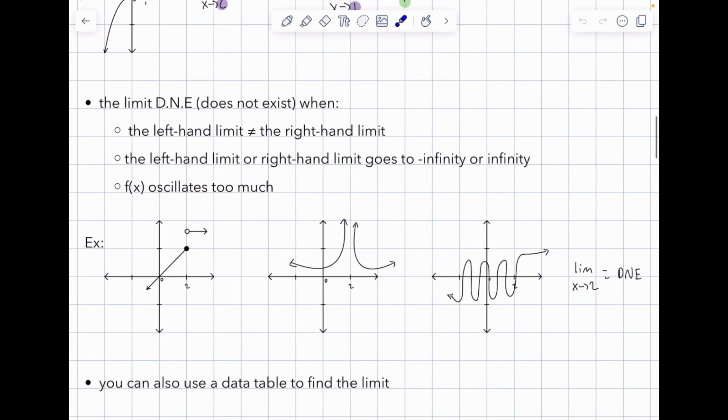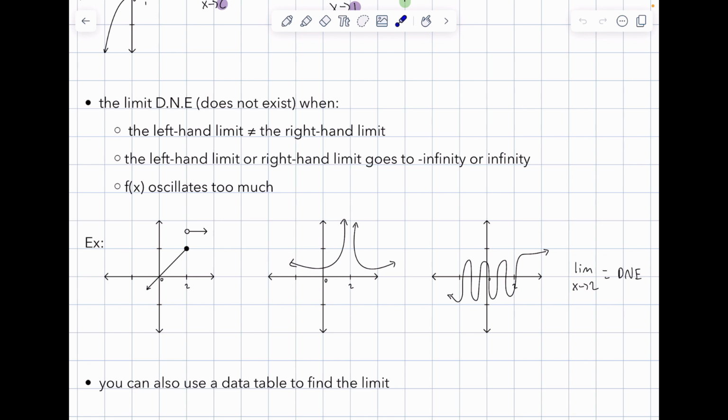And so there are examples of when the limit does not exist, and this is when the left-hand limit does not equal the right-hand limit. So as you can see here, the left-hand limit goes to this y value here. But the right-hand limit approaches a point up here. And since those aren't the same, we say that the limit does not exist at this point.